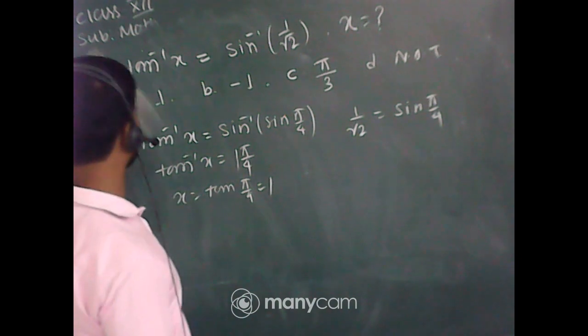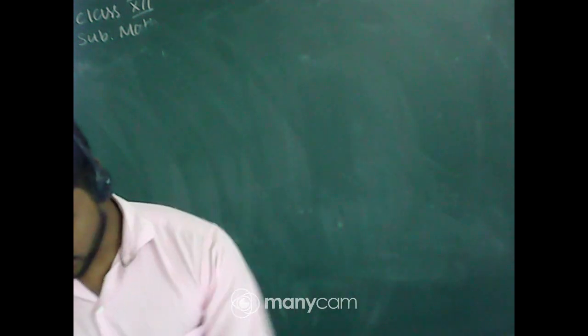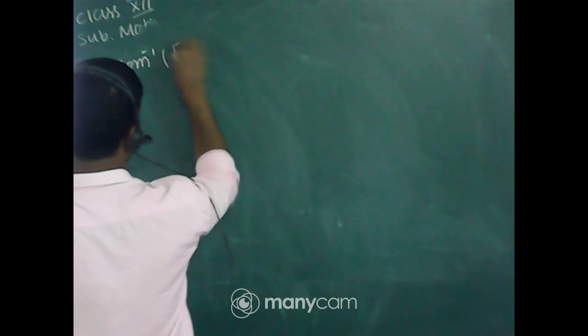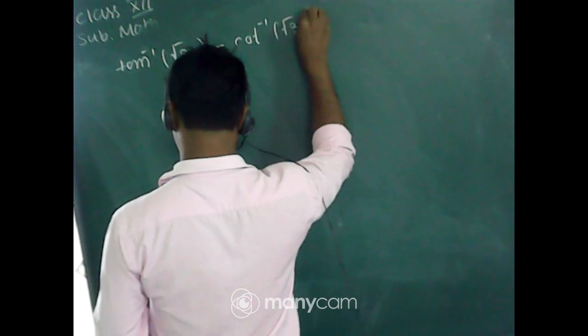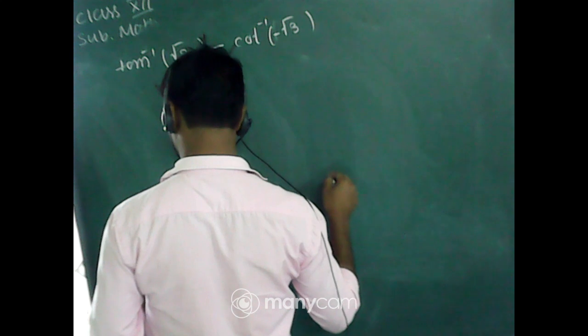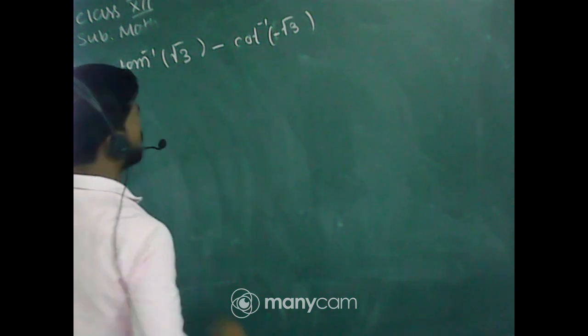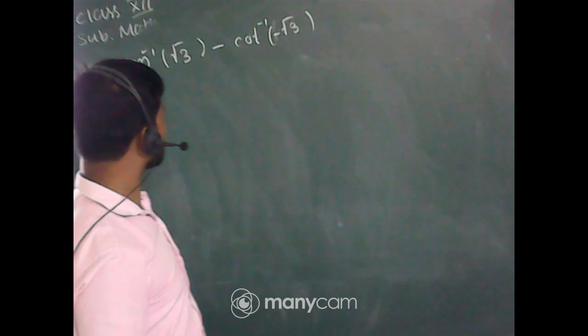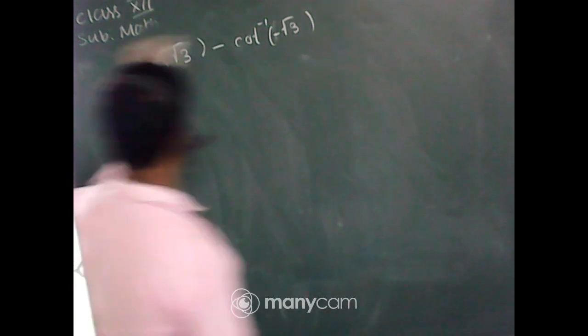Okay, now the next question. The next question is: tan inverse root 3 minus cot inverse root 3 minus cot inverse minus root 3 is equal to... Oh sorry, this type of question is not in your syllabus. I'm just erasing the question. I'm giving you another question.